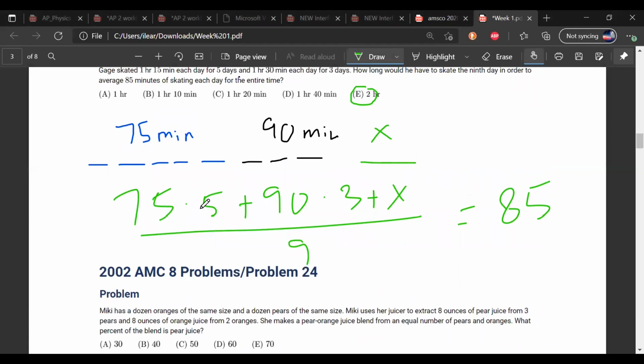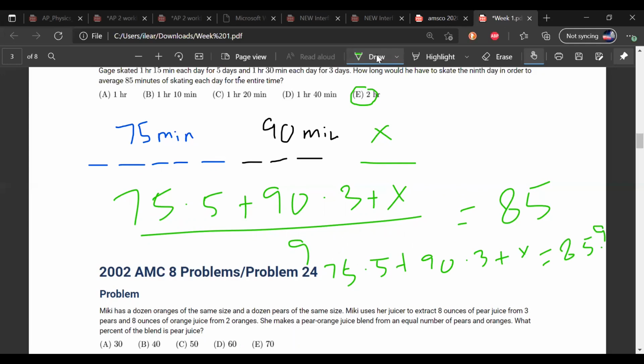So we have 75 times 5 plus 90 times 3 plus x is equal to 85 times 9. So from here, let's just do this. 75 times 5 plus 90 times 3 plus x is equal to 85 times 9. Oh, oops. I ran out of space. 9 is right here. All right.